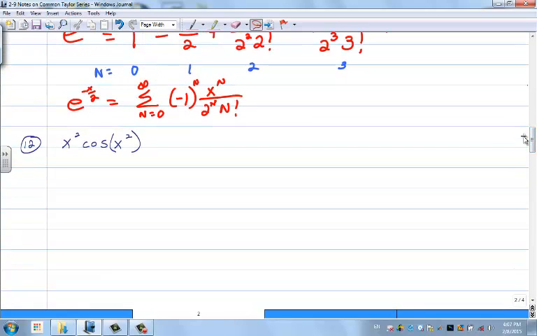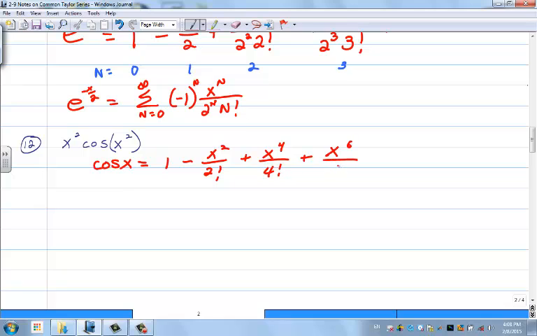So this next one, x squared cosine x squared. Now this one is not only your cosine Maclaurin series, but then you're going to multiply that series by x squared. So you got some crazy stuff going on here. First, let's write the series for cosine x. So cosine of x is equal to 1 minus x squared over 2 factorial plus x to the 4th over 4 factorial plus x to the 6th over 6 factorial.